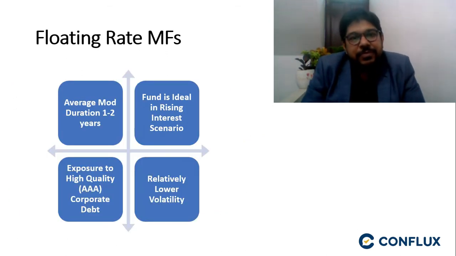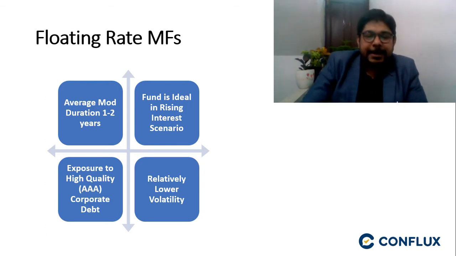Floating rate mutual funds. So what are floating rate funds? I think floating rate mutual funds are essentially papers which one can look at when there is a reversal or proposed reversal in the interest rate scenario. The average modified duration over here is pretty low, between 1 to 2 odd years, and these papers have exposure to the highest rated corporate bonds, which means that you will not lose principal. Compared to long duration or gilt funds, these papers have relatively much lower volatility.